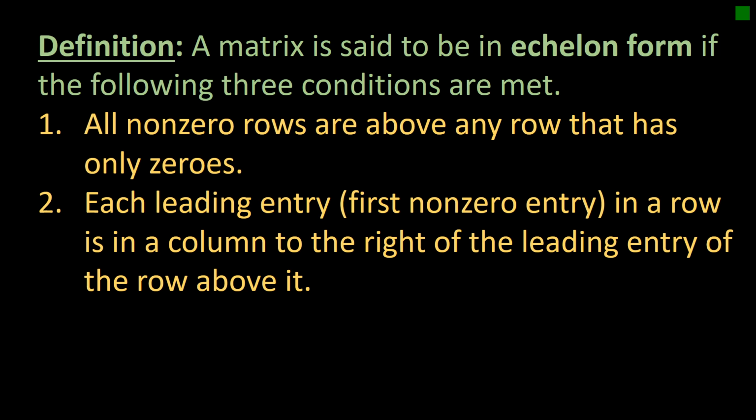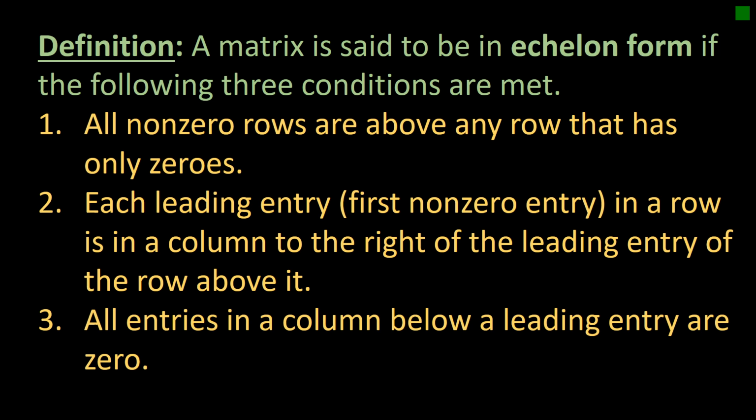is in a column that is to the right of the leading entry of the row above it. So as you go to the next row, you have to go over to get to the first non-zero entry. And all entries in a column below a leading entry are 0.